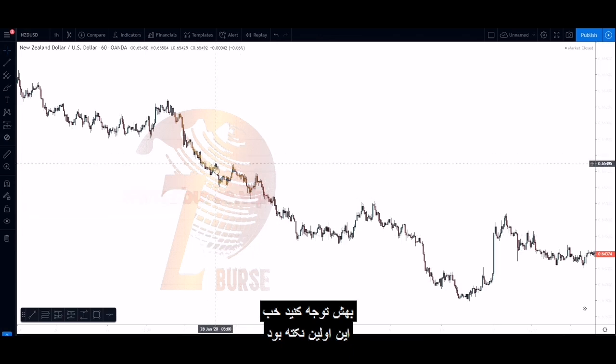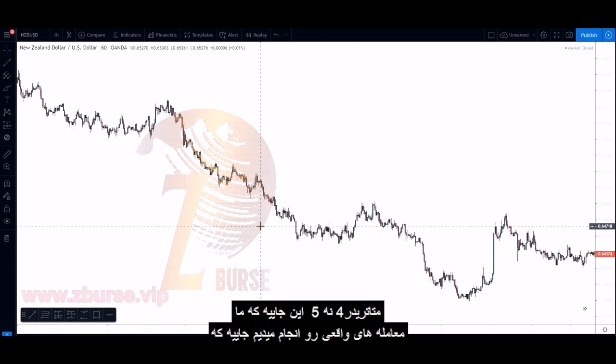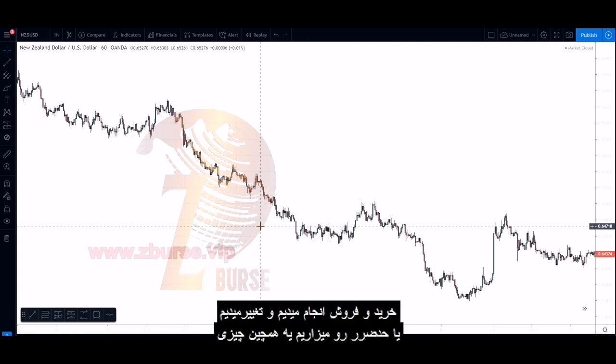Second thing, where we trade from is going to be the MetaTrader 4 app. MetaTrader 4, not 5, but 4. MetaTrader 4 is where we're going to make our actual trades. That's where we're going to input our buys, our sells, and change our stop loss, stuff like that. That's the app we use.